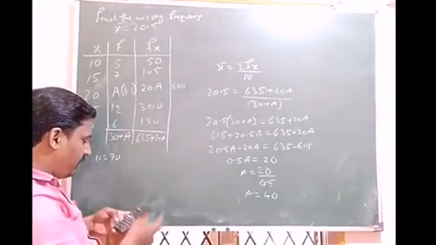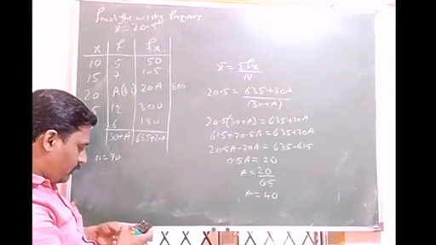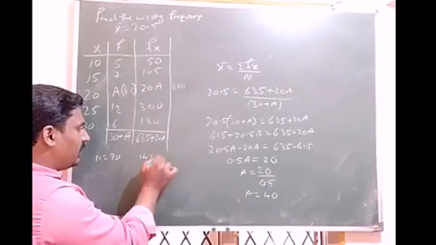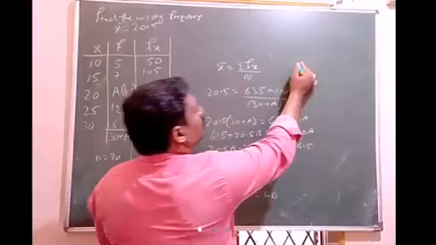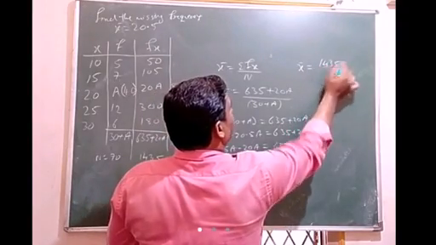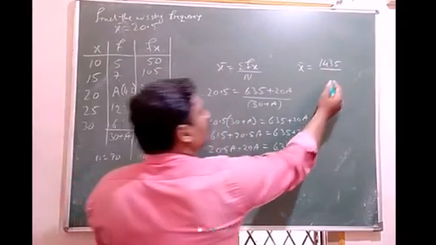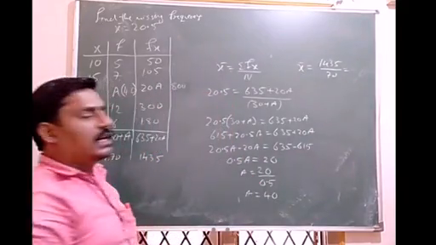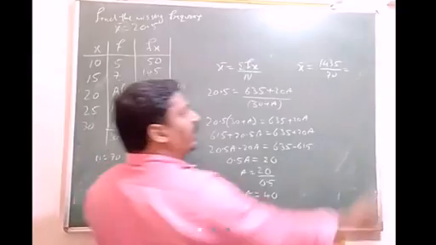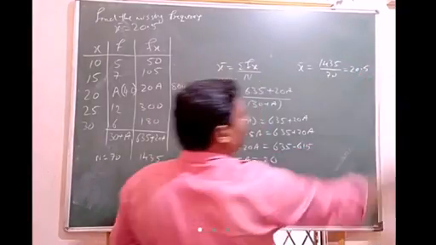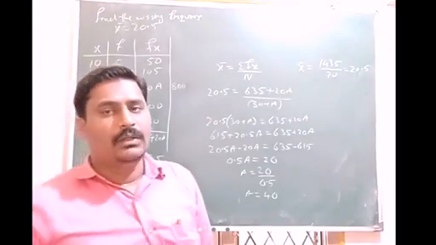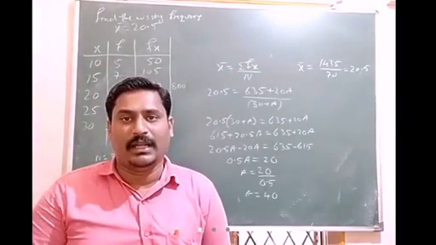800 plus 635 is equal to 1435. So x bar is equal to summation fx, 1435, divided by n, which is 70 now. So 1435 divided by 70, we get 20.5 exactly. So the missing frequency we identified is right.